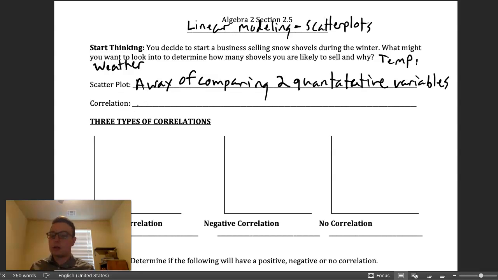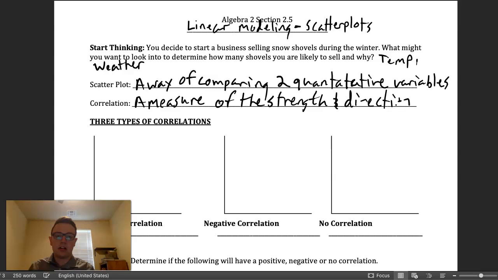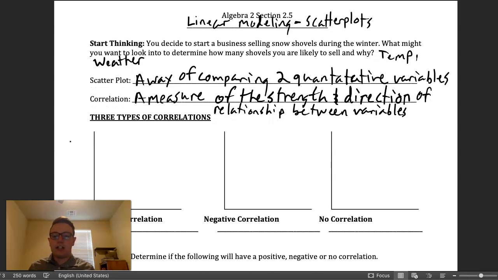Well, correlation is a measure of the strength and direction of the relationship between the two variables. We have actually three types of correlation.